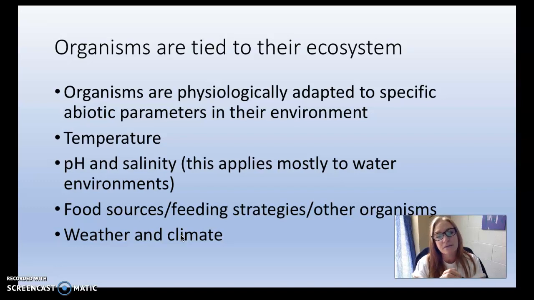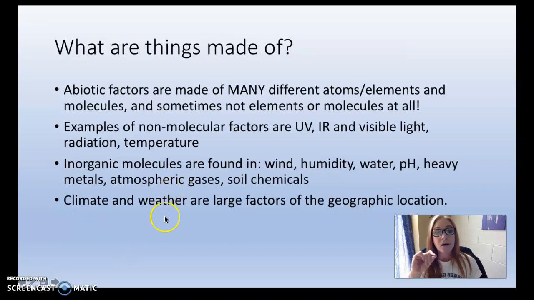You in Utah live in a desert climate, and that has to do with how much precipitation we get, the vegetation that we have, and also the altitude that we're at. Okay, if any of those things change over the next 30 years, we will have a different climate. Okay, so make sure you know those two things are very different and they both really influence how organisms function in their ecosystem. Okay, now what are things made of?